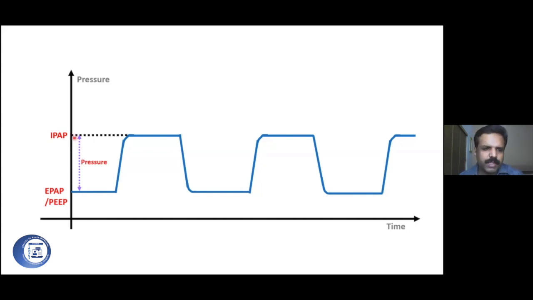The difference between EPAP and IPAP is the driving pressure, which generates a tidal volume. So if you want more tidal volume, you have to increase IPAP, or increase the difference between EPAP and IPAP. Suppose you are increasing EPAP from 4 to 6. To maintain the same tidal volume, you have to increase IPAP also. If previously it was 15, you have to increase it by 2 to 17. So that is about EPAP and IPAP, and the difference is called the pressure support.